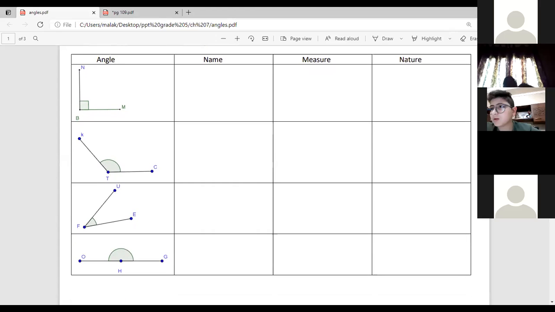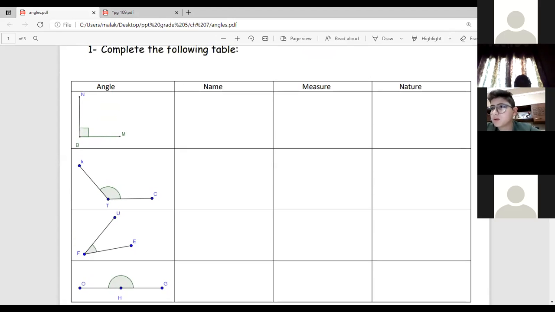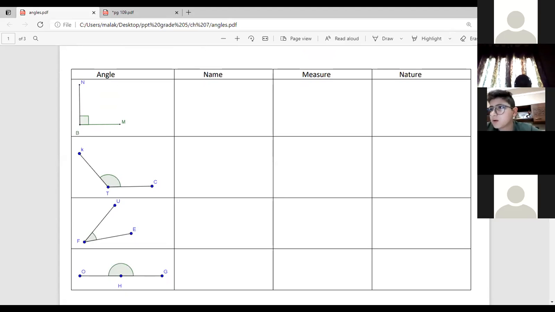Pay attention. In exercise 1 we have 4 angles. In the first box you will name the angle, in the second one you will measure it, and the third one is its nature. What do I mean by name this angle? We put a hat in its name. Nature means, is it straight, is it acute, is it obtuse, or right?